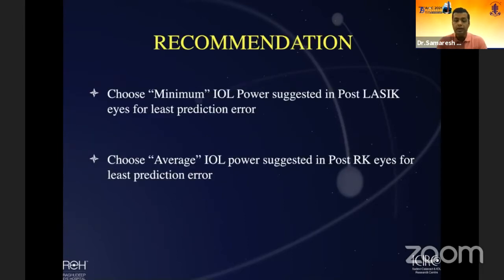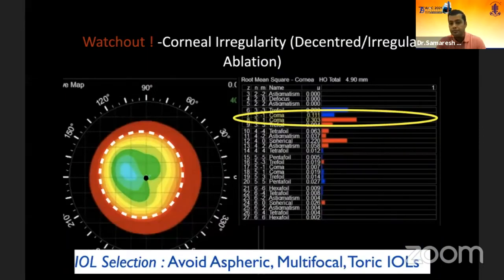But the most important recommendation that we also got out of this study was that when you look at all these values from the ASCRS calculator of average, maximum, and minimum, choose the minimum IOL power for LASIK and choose the average IOL power for RK to hit the bang on target. And that would give you a good outcome.